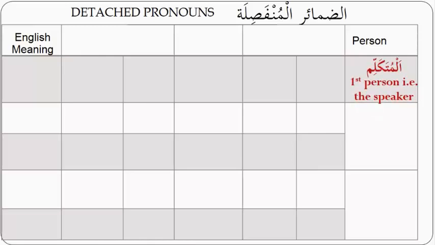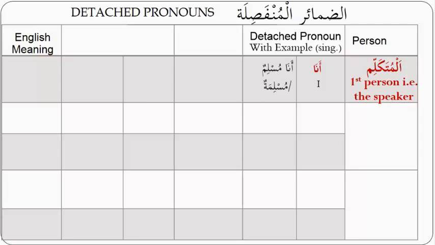So we have al-mutakallim, which we did before. The first person, that is the one who's speaking. Okay? The detached pronoun with example for the singular forms. We have ana, which means I. An example of this is ana muslimun, or it can be used for the feminine also, ana muslimatun. So it can be ana muslimun, or if it's a woman speaking, like a girl or anything like that, it could be ana muslimatun. Its English meaning is I am a Muslim.